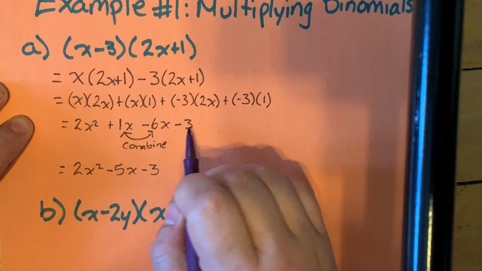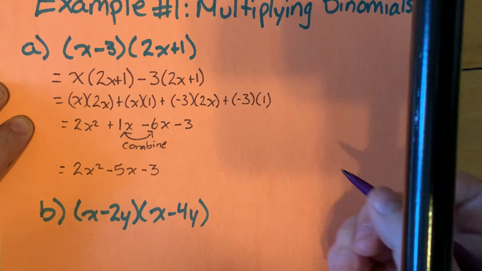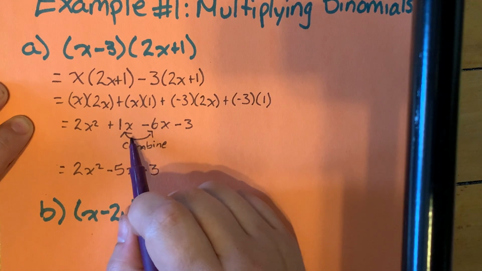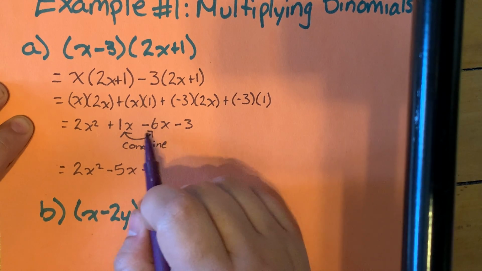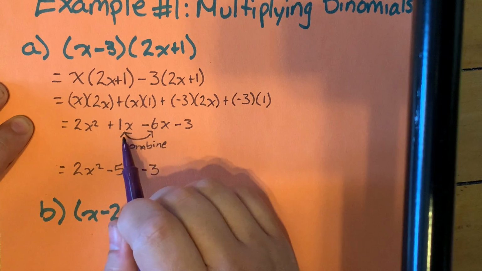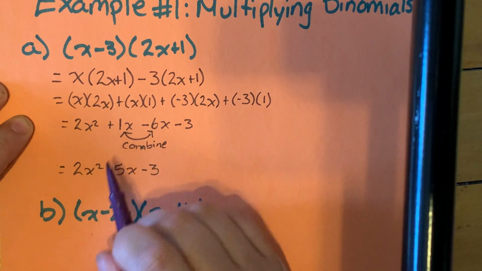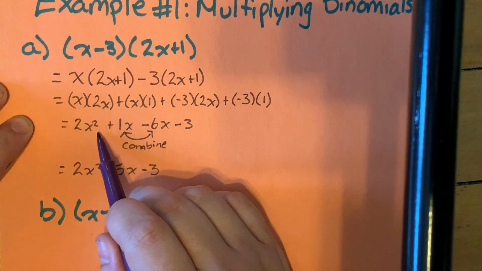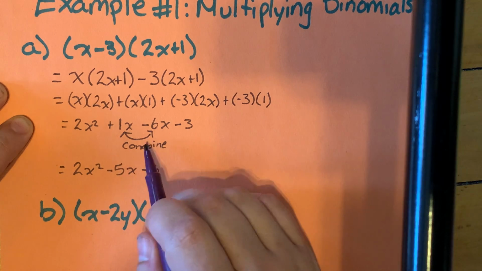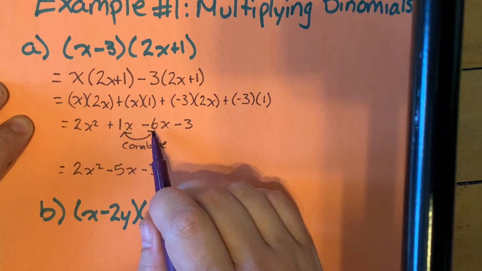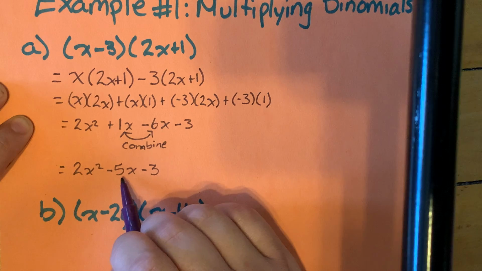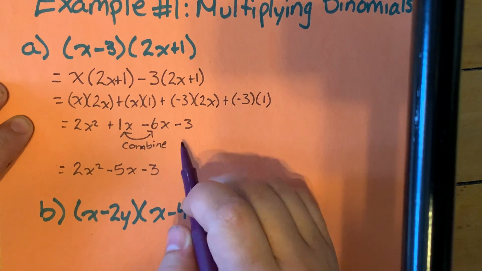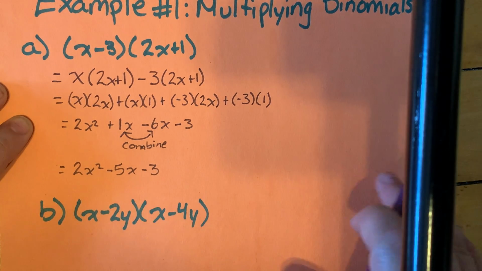Bring that down here. Then we're going to combine what are called like terms. Basically they are both x's and they're not raised to anything, so we can combine those together. So we keep our 2x squared, and then we combine these together. Negative 6 plus 1 is negative 5. Keep the x, and then take away 3.